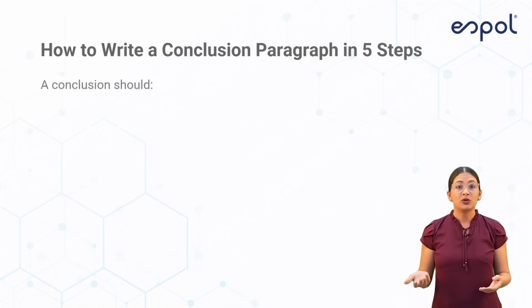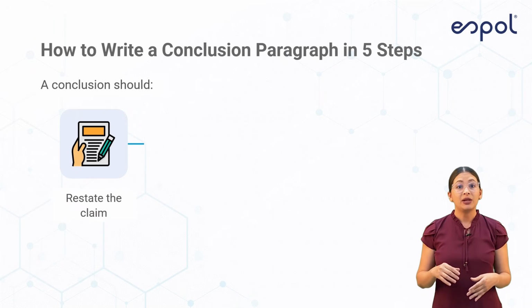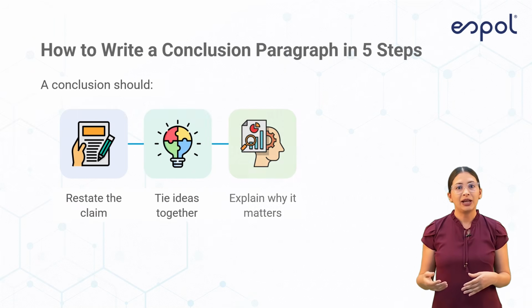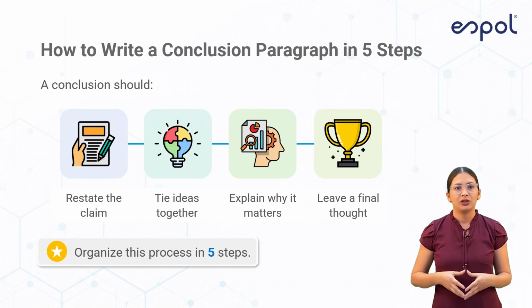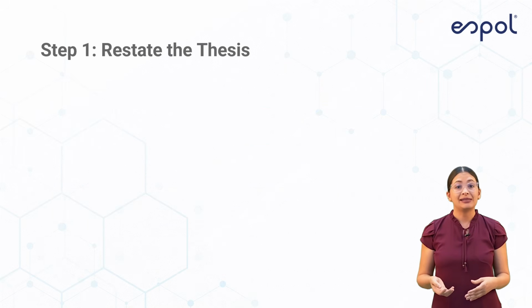To do this, a conclusion should restate the claim, connect the main ideas, explain why the argument matters, and finish with a strong final thought. We can organize this process into 5 simple steps. The first step is to restate the thesis.